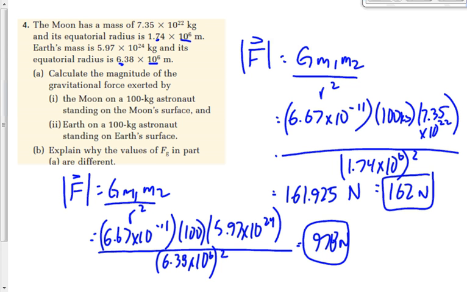All right, why are the values of Fg different in part A? Why is gravity dramatically more on the Earth than it is on the moon? Yeah, that's it. The Earth is so much heavier than the moon, right? It's about 100 times heavier. That's going to make gravity quite a bit more, right? Now, it doesn't make it 100 times more because the Earth is also bigger. But it makes it more, about 6 times more, right?